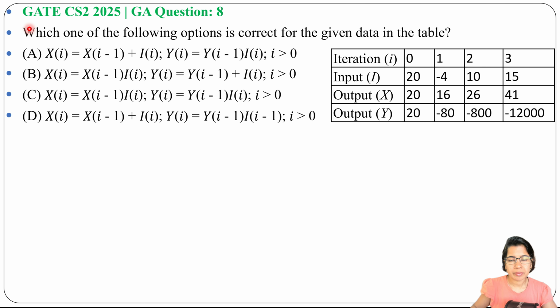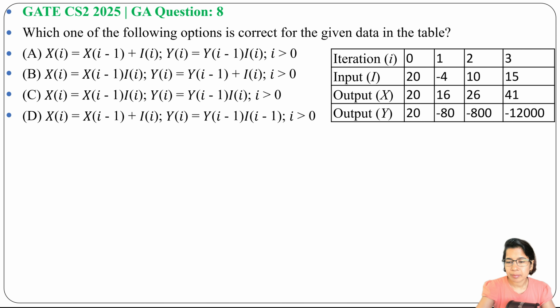Everyone, let's solve one previous question of general aptitude. This question was asked in GATE CS Set 2 2025 GA question number 8. Which one of the following options is correct for the given data in the table? This is the table and 4 options are given.